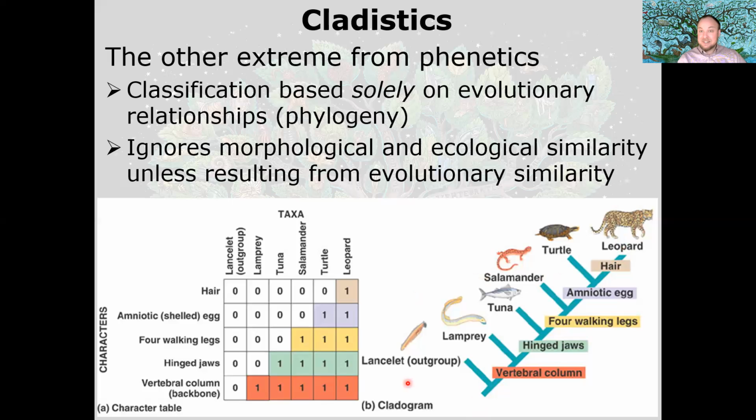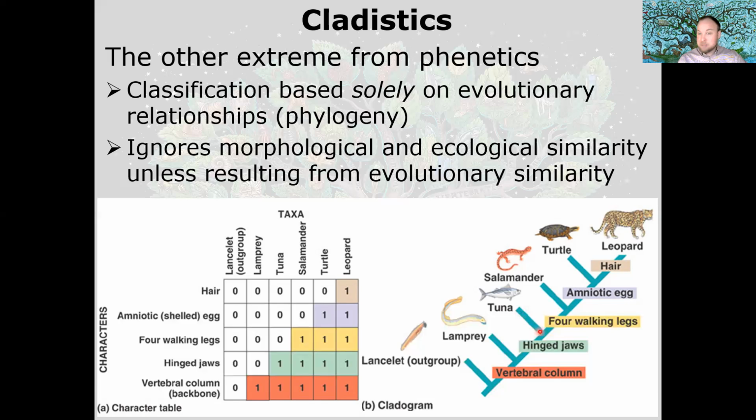So the lancelet, very basic, very early, it has a notochord, doesn't really have a true spinal cord. And then along here, we develop a vertebral column, a spinal column. And a lamprey has a spinal column. So that's the first organism that branches off here. Lamprey do not have hinged jaws. The next step on the evolutionary chain is the development of hinged jaws, and tuna have hinged jaws.